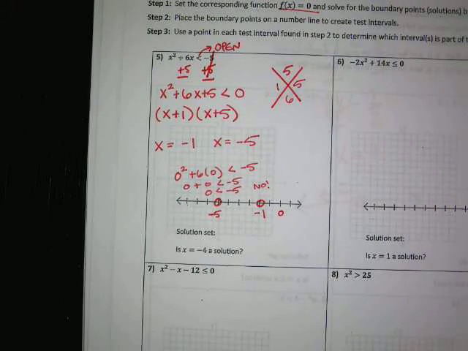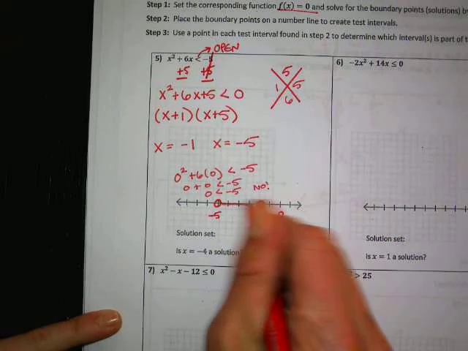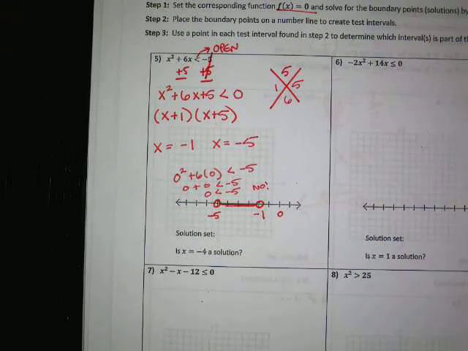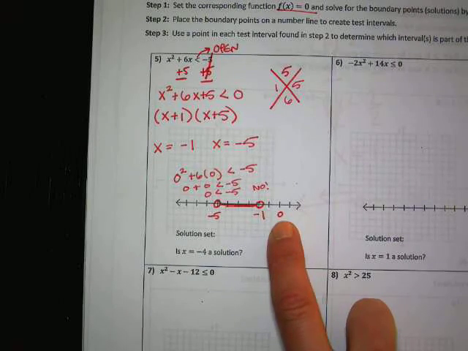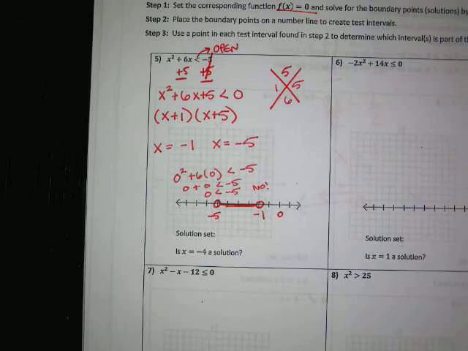So do you want to shade toward the 0 or away from the 0? Away from the 0. So I'm going to shade the inside, because I don't want to shade the 0. The 0 doesn't work. So shade away from it.